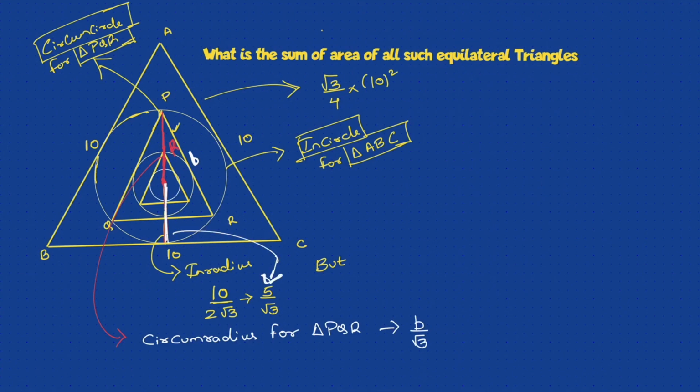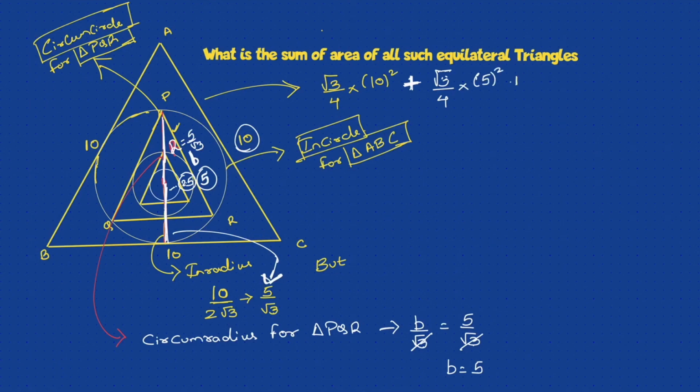The circumradius for PQR is the inradius of ABC we have derived, and that is equal to 5 upon root 3. So what will I write? This B upon root 3 will be equal to 5 upon root 3. Inradius is equal to circumradius. Root 3 gets cancelled, and I get B as 5, which means the side of the equilateral triangle PQR is 5. Then if I go in a similar way, it will become half of that, 2.5, the side of the equilateral triangle inside PQR, and so on. It will just go on, the side becoming half and half till infinity.